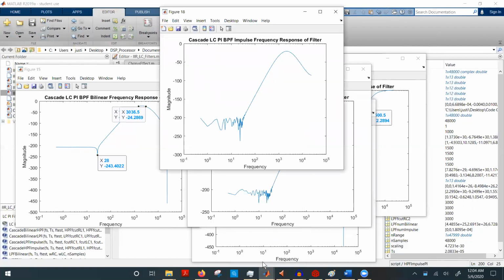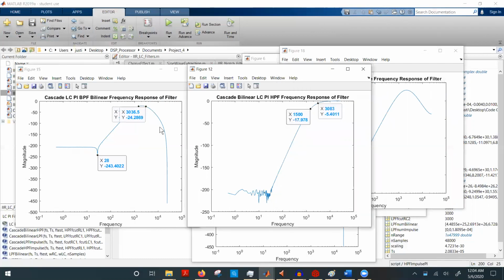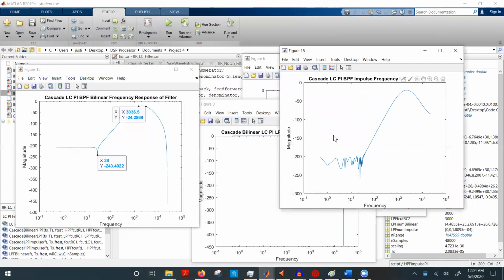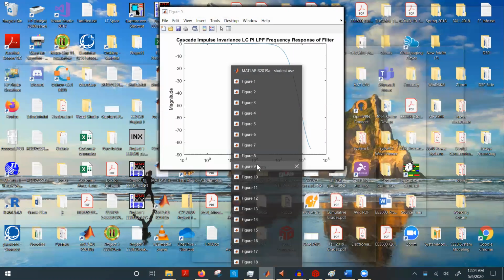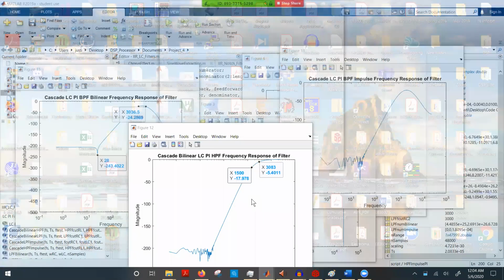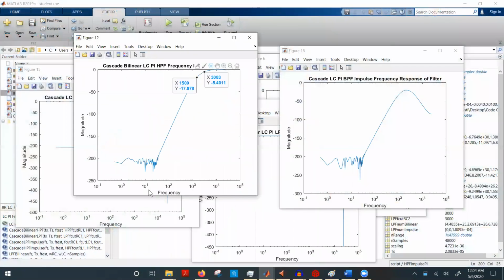So now if we look at the impulse invariance. So impulse invariance is actually a combination of bilinear transform and impulse invariance, because we only use the impulse invariance for the low pass filter. For the high pass filter, we can't use impulse invariance, so we just use the bilinear high pass filter again. And as we observed earlier, the bilinear high pass filter has some errors when you get into these frequency ranges, which is why you see these errors reflected into the cascaded impulse frequency response here.